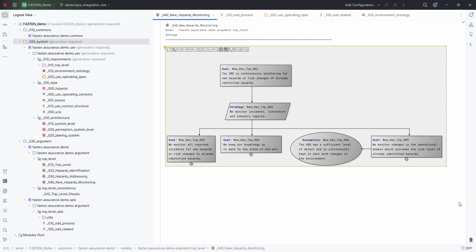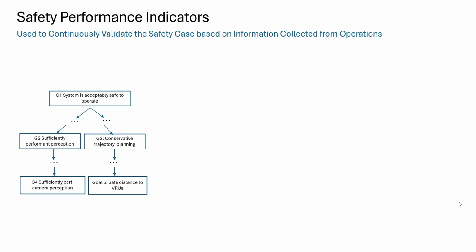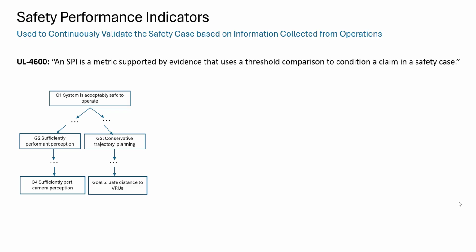Let me start with a brief introduction to SPIs as defined in the UL 4600 standard for autonomous systems. SPIs are defined as follows. An SPI is a metric supported by evidence that uses a threshold comparison to condition a claim in a safety case. Let us take a look at a toy example safety case about an UAV.